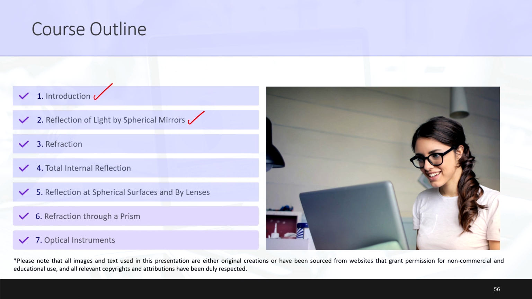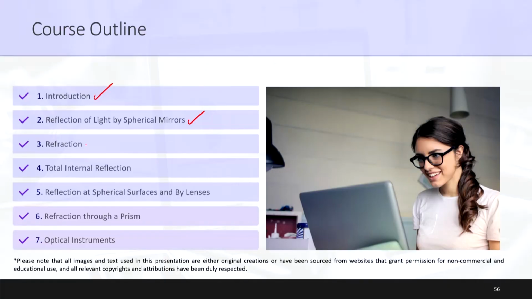Then we understood the two laws of reflection. The first law of reflection states that the angle of incidence is equal to the angle of reflection. The second states that the incident ray, the normal, and the reflected ray all lie in the same plane. Then after the reflection of light was completed, we went on to the refraction concept.